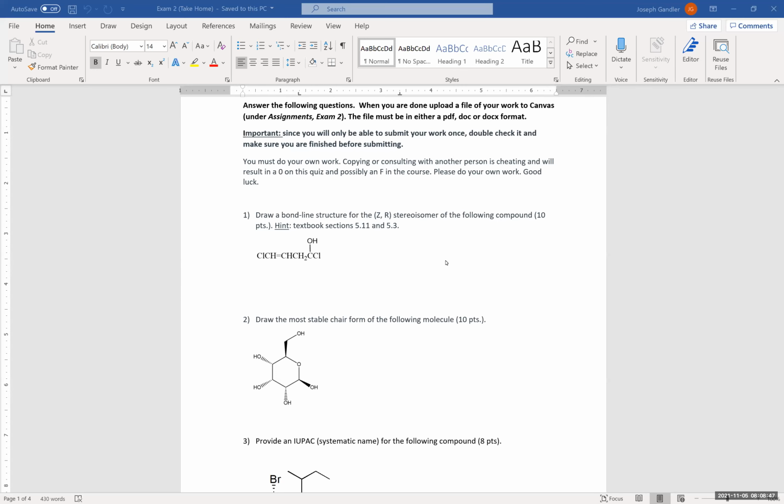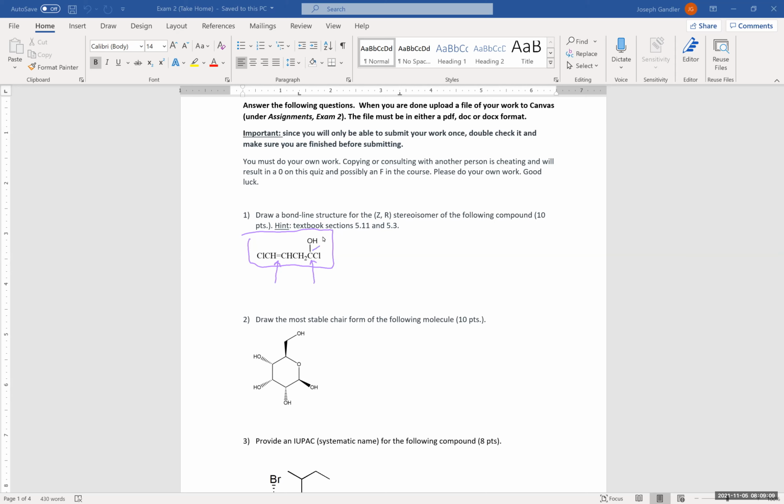Okay, welcome. This is the exam 2 answer key. So the first question asks us to draw the ZR stereoisomer of this compound. We have a double bond. We want to draw that in a Z configuration, a Z geometry. And we have a chiral center that we want to draw in an R configuration.